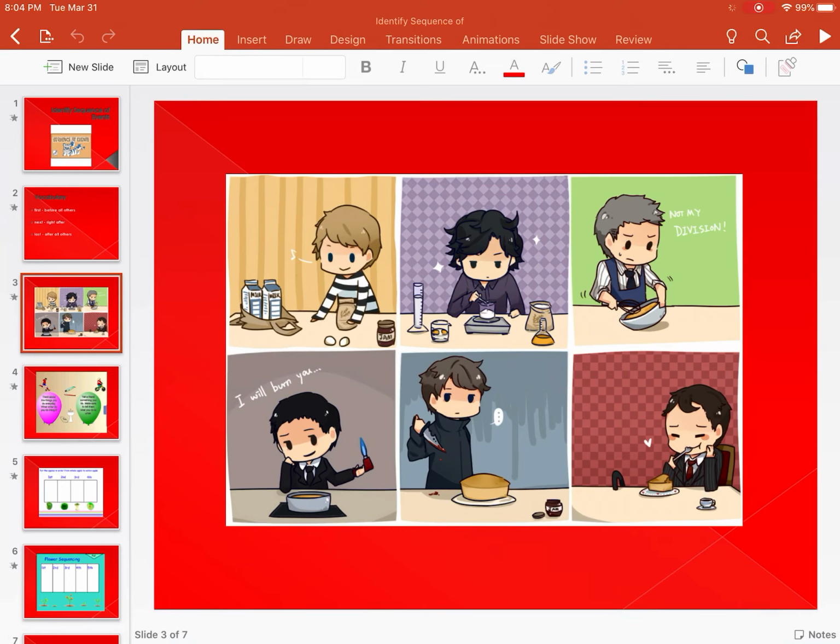You have 6 images, and right here, he is cutting the cake, and it's a cake with jam in it. That's what the little knife in his hand has. That little red, that's jam.